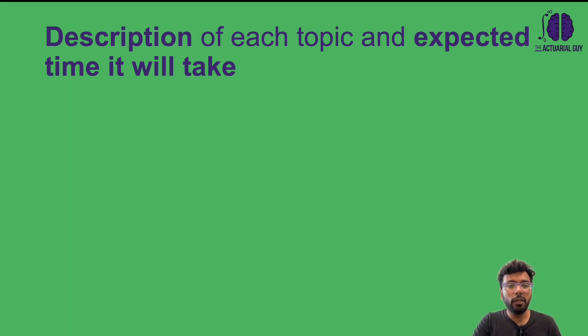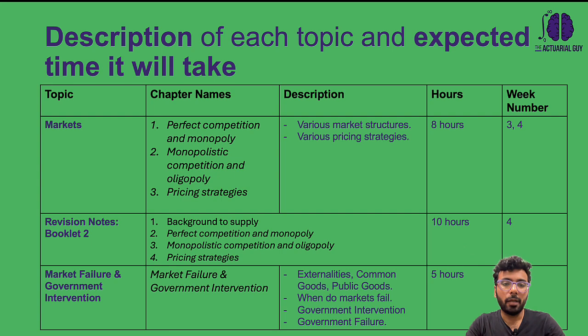Now we move on. Next, we have markets. Here we talk about various market structures such as perfect competition, monopoly, monopolistic competition, and oligopoly. These are different kinds of markets that exist in the real world. Depending on how much competition there is in the market, you will find some markets where there is no competition at all, and some markets where there is a lot of competition between many players.